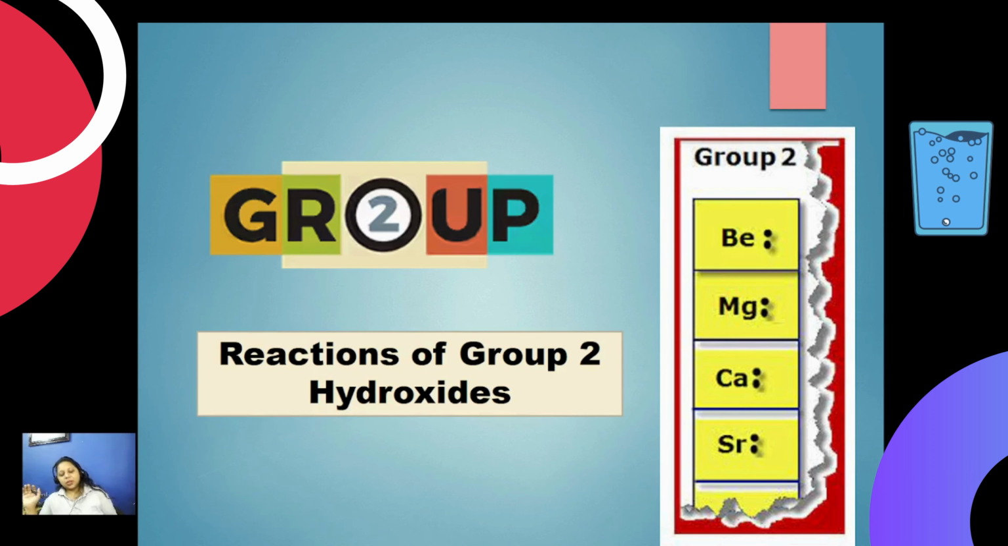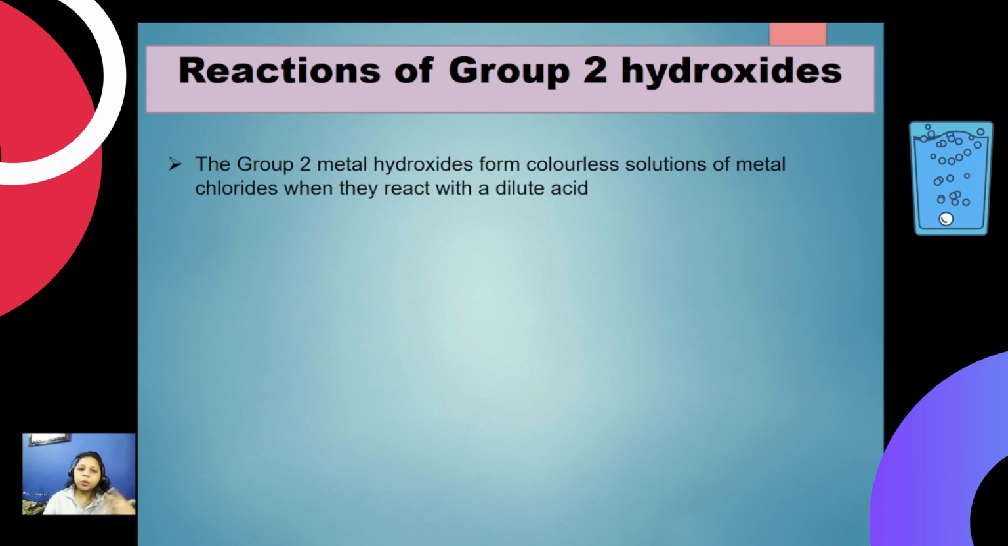Everyone, welcome back to the series of group 2 videos, and today we are going to discuss how the group 2 hydroxides, for example magnesium hydroxide, strontium hydroxide, barium hydroxide, are going to react. As you know, these hydroxides are alkali, so the very common reaction is with acid. That is the neutralization reaction, which is going to form water and salt. So we are going to learn that.